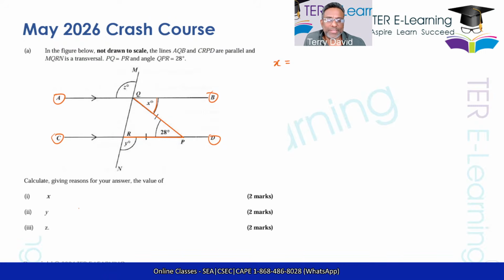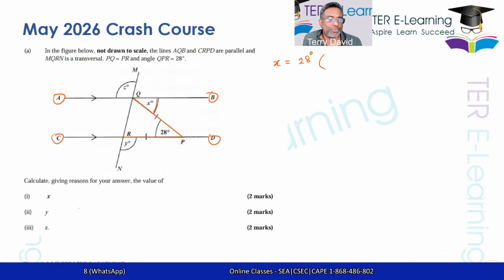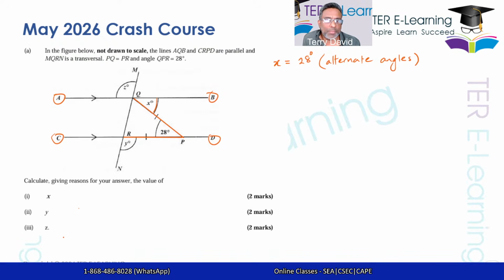Everybody's saying 28. Why are you all saying 28? Nothing wrong with 28, I agree as well. But you have to be able to give a reason for your answer. So 28 is correct, but what's your reason? The reason is that they are alternate angles. So that's X. What about angle Y?